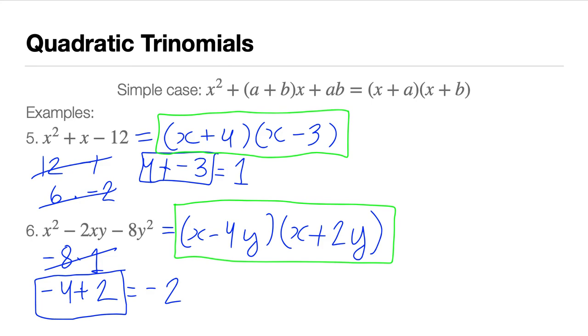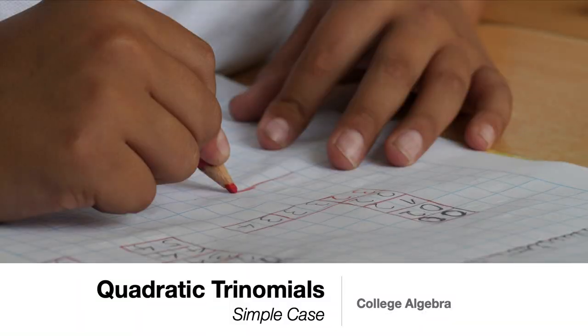Okay, so that is it for our quadratic trinomials. Hopefully you learned something there. Again, if you have some difficulty in anything at all, you can rewatch this, rewind for the things that aren't clear for you guys. And yeah, this is just a simple case. We're going to have the not simple case later in the videos.